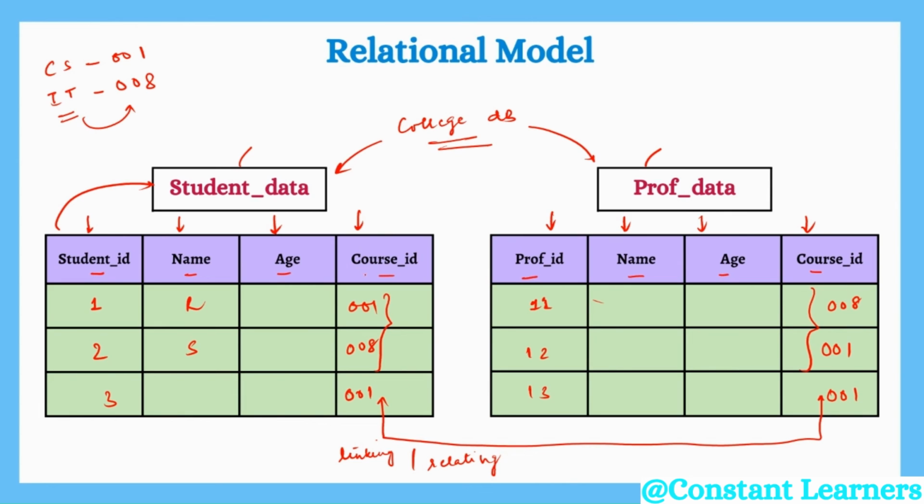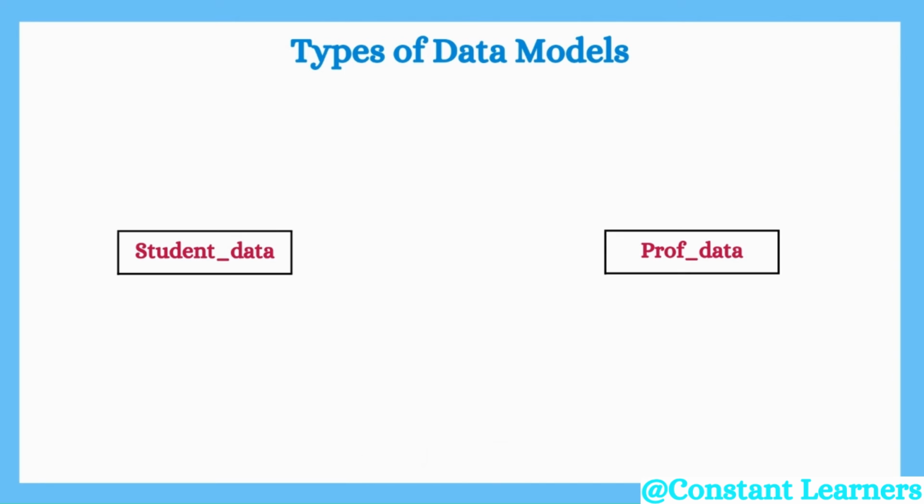So this course ID column and this course ID column are the same. They have the same values but for respective people. So we can say that these two entities are connected to each other through this course ID. Now let's discuss the same example with the entity relationship model.